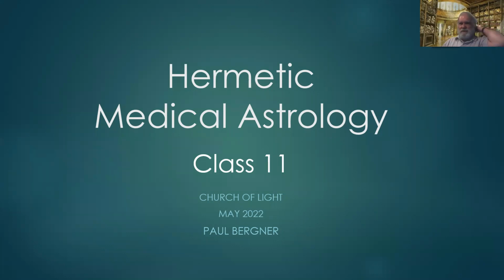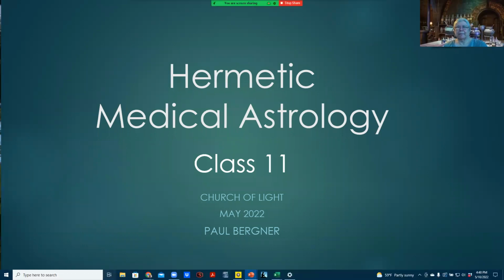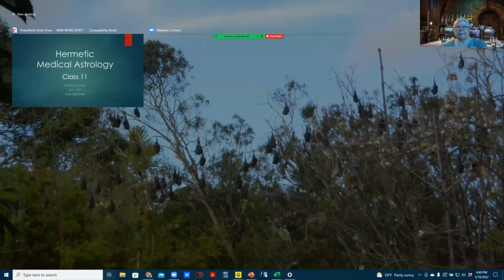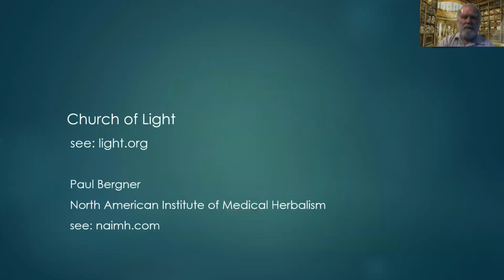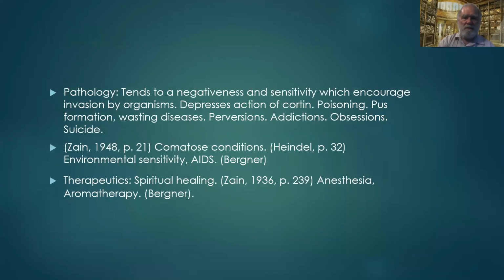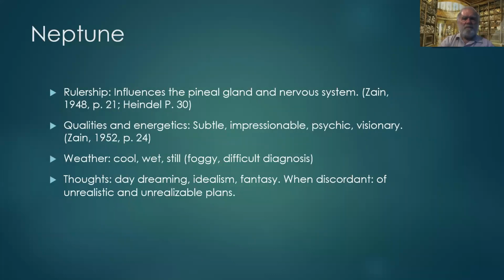Rulership, according to Zain, it influences the pineal gland, would be the highest gland in the body, and the nervous system. Do you want to put the slide for that, please? Is it not up there? I see. Okay, just a minute. Thank you. Oh boy, how am I going to do this? Where are we? Here we go. Okay, now, all right. There we are. You got it. Thank you.